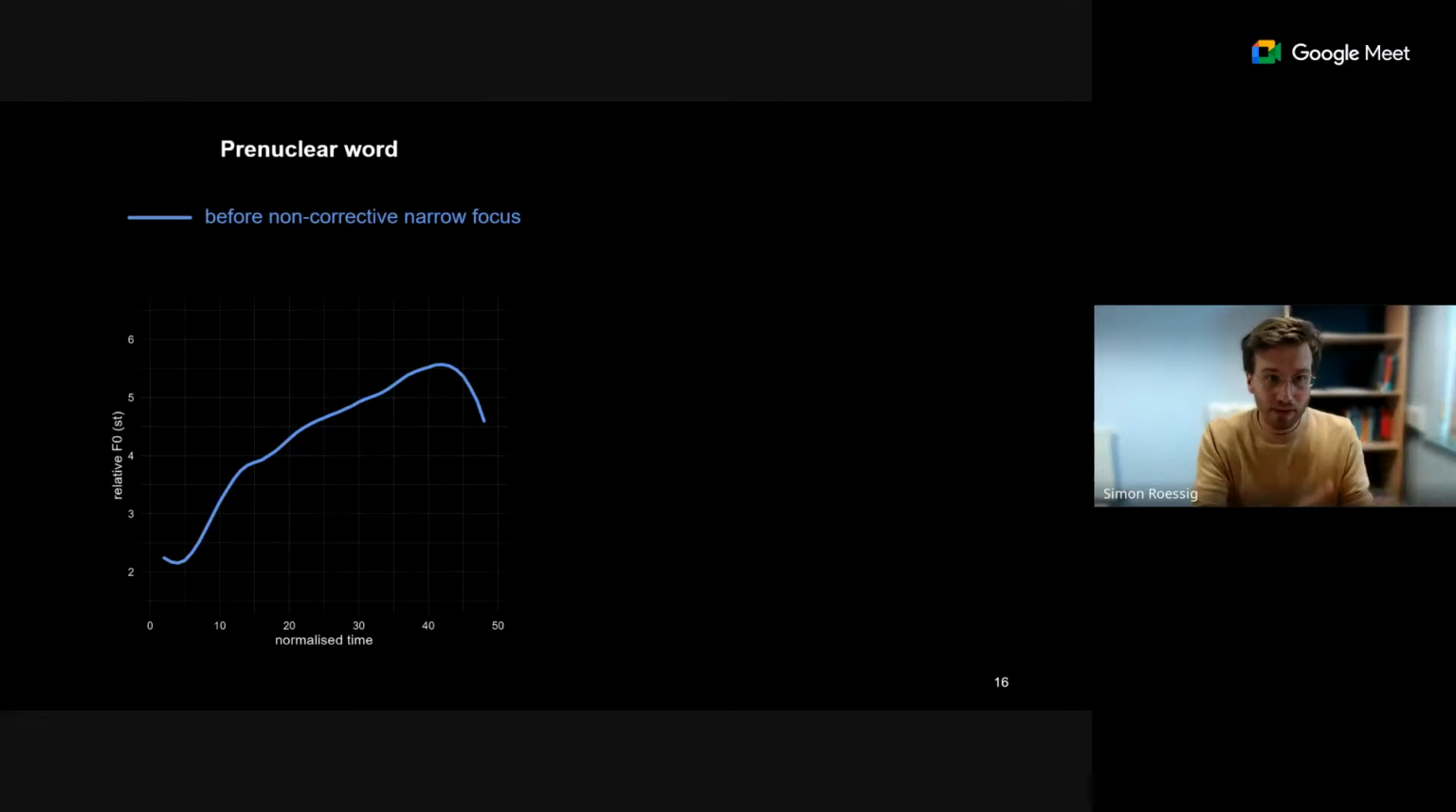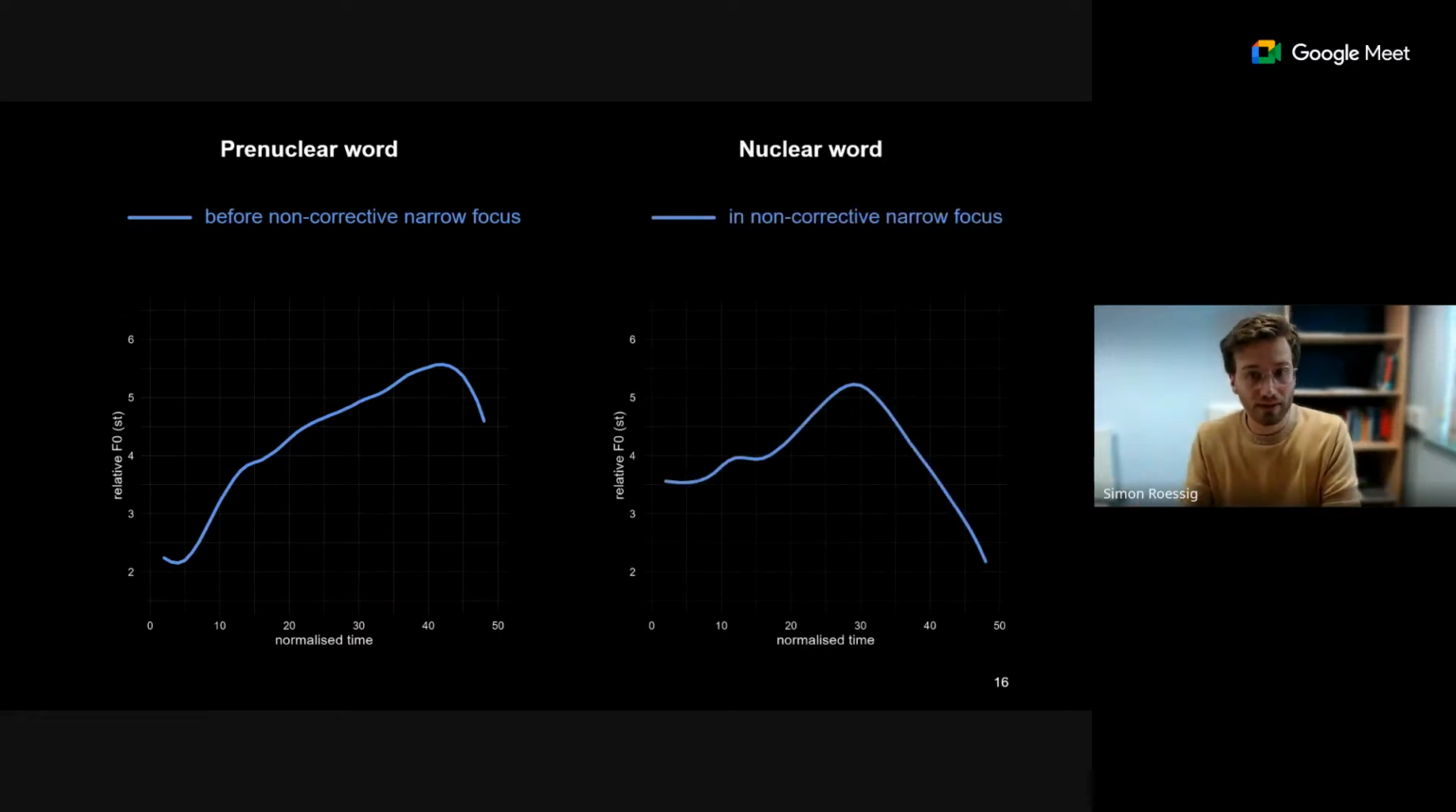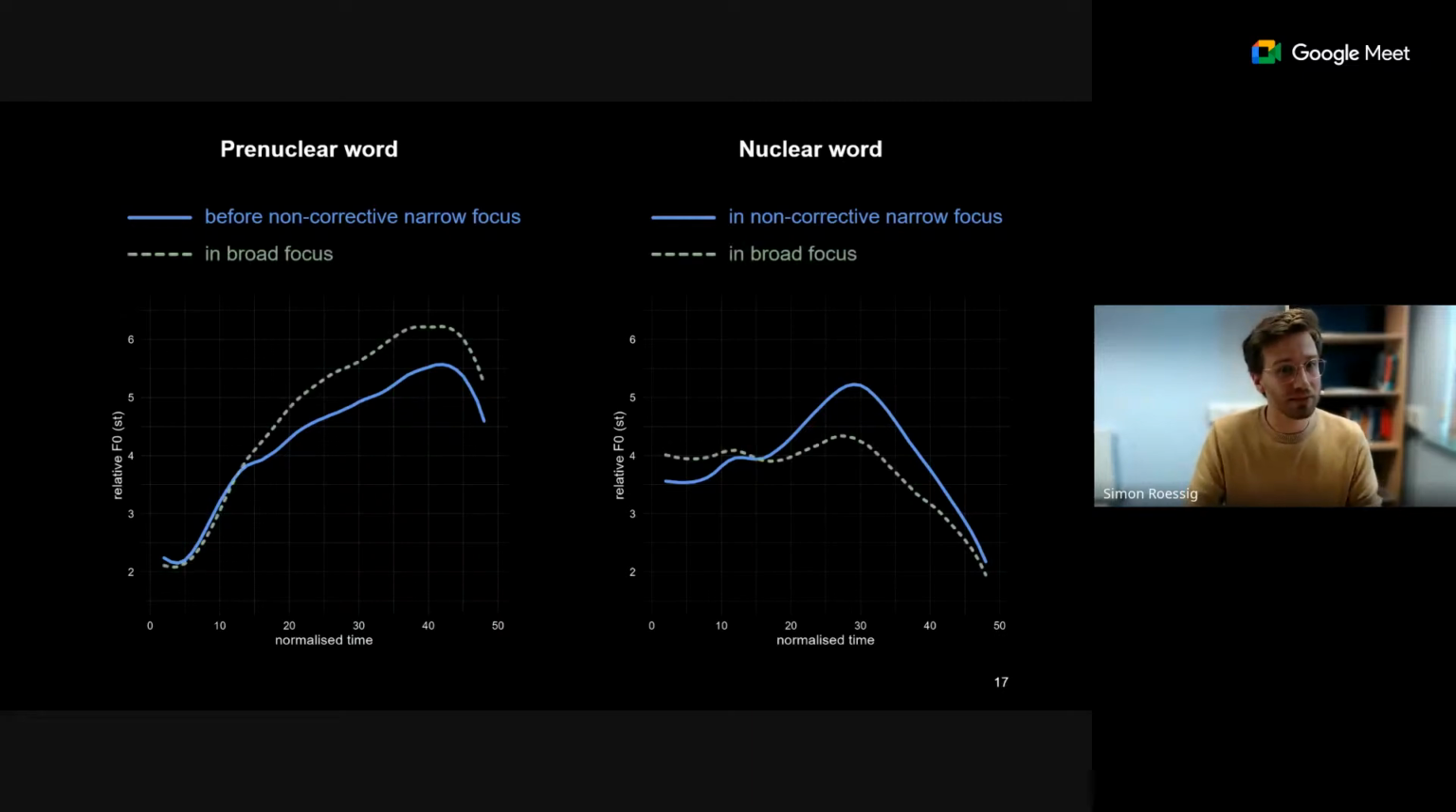On the left, we have, in this case, the word before the non-corrective narrow focus. And on the right, we have the nuclear word, the word that is in the narrow focus. And now we add the broad focus sentence in green dotted lines, as you see here. And what we can observe is, if we look at the nuclear domain first, the right side, we have sort of a higher F0 peak for narrow focus. But there's also something that happens in the prenuclear domain on the left side. Here F0 is lower before the non-corrective narrow focus.